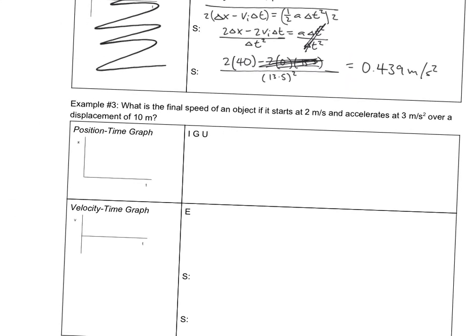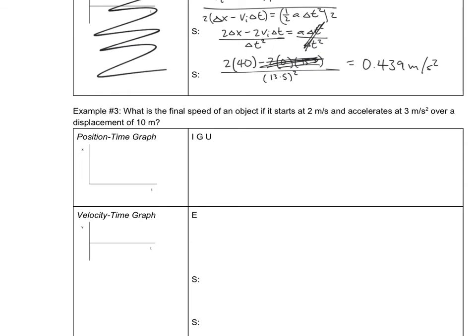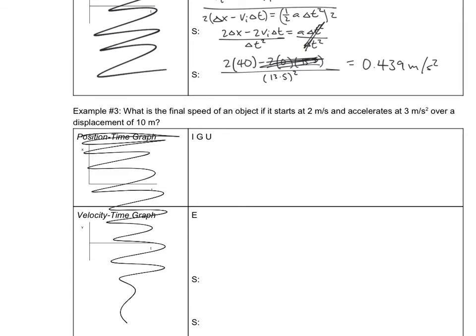Our last example asks, what is the final speed of an object if it starts at 2 meters per second and accelerates at 3 meters per second squared over a displacement of 10 meters? So we're going to write down all the givens, figure out what we're looking for, pick an equation, substitute, and solve, just like last time, ignoring the graphs.